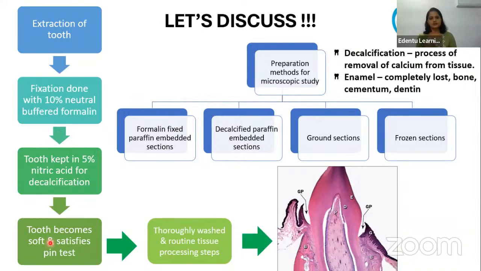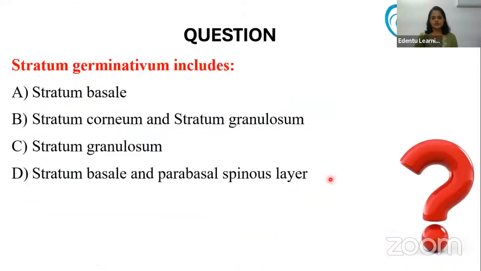Once this pin test is satisfied, you can thoroughly wash this tissue under running water, and then the usual processing steps are done, like the clearing and the cutting, and finally we will get a decalcified picture after staining. If you look under the microscope, we can get a decalcified tissue like this. Here it is the dentine that is mainly seen. So that's about the decalcification procedure.